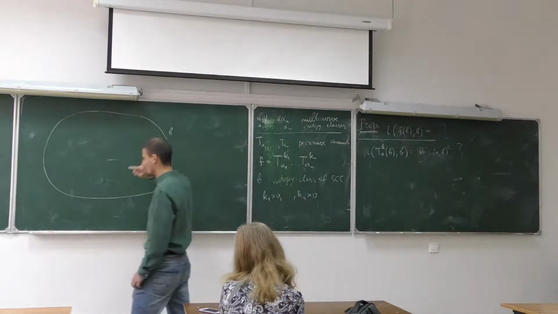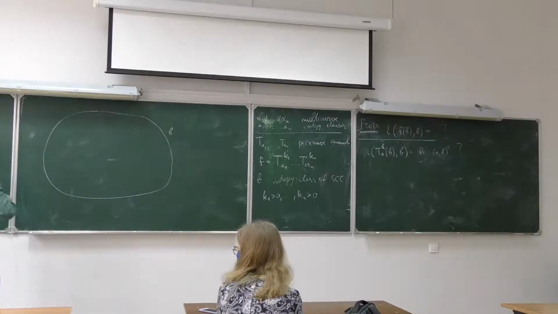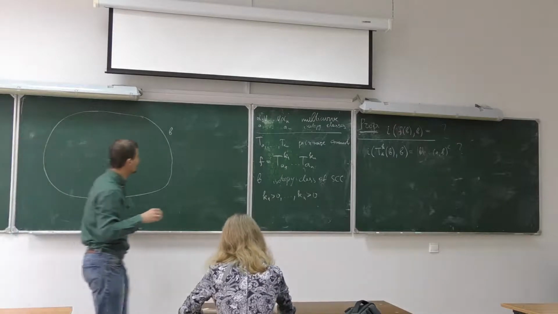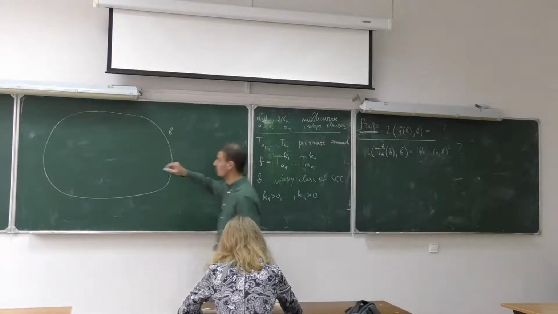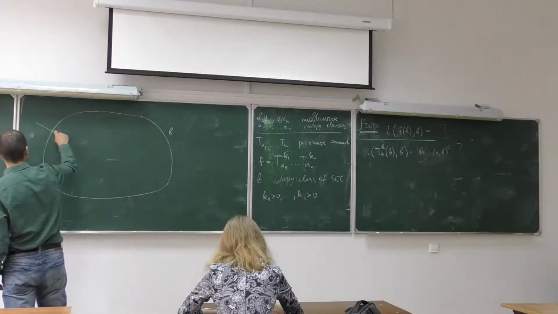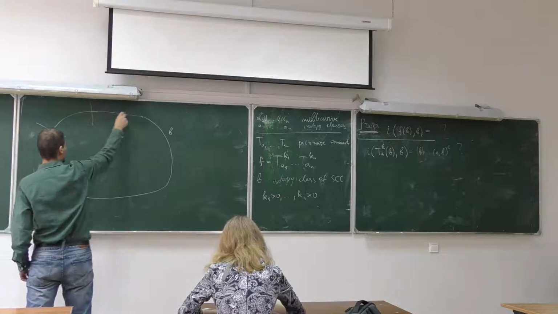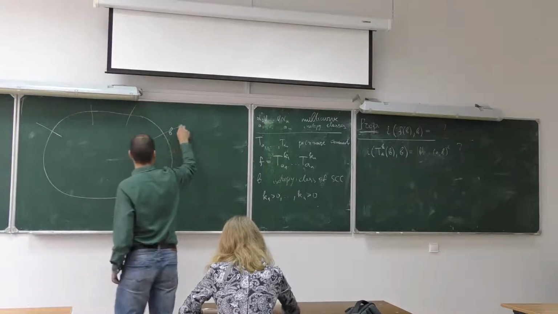We may consider this b and look at all intersections with a. So this is a.